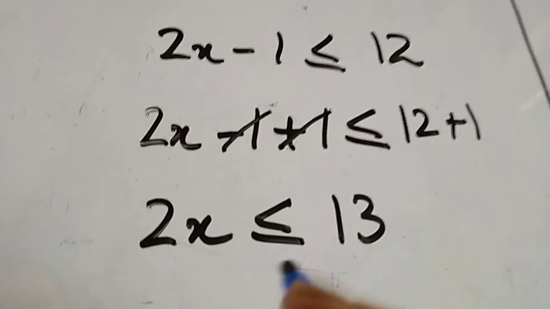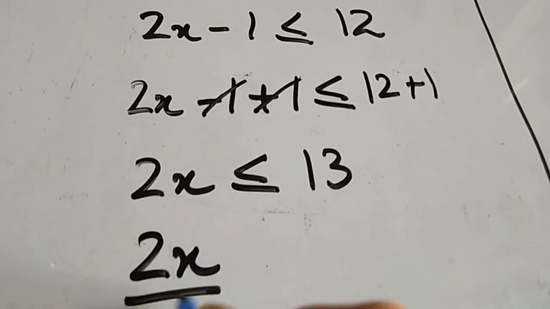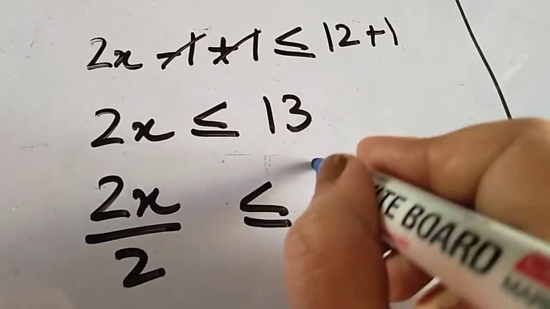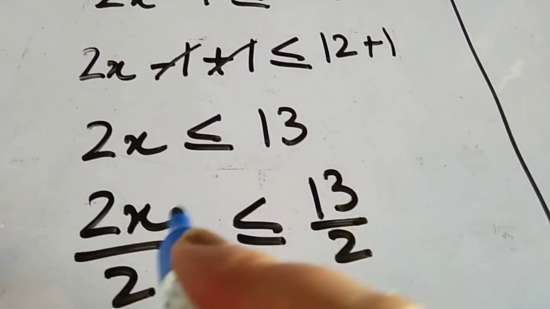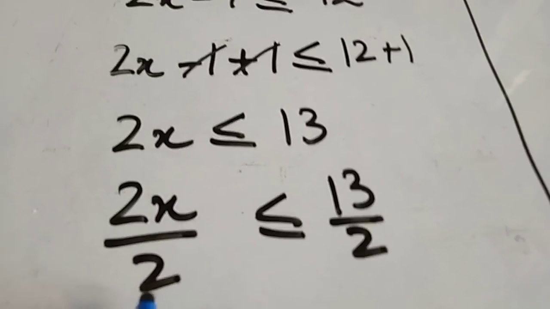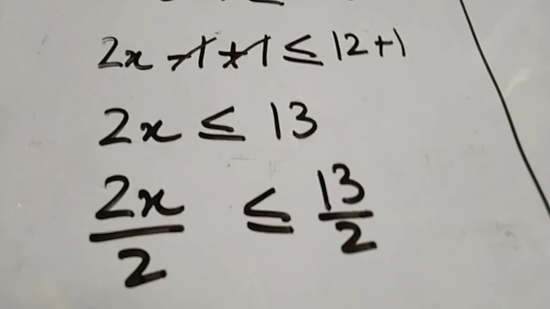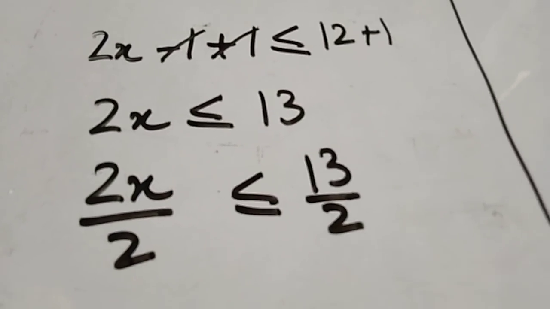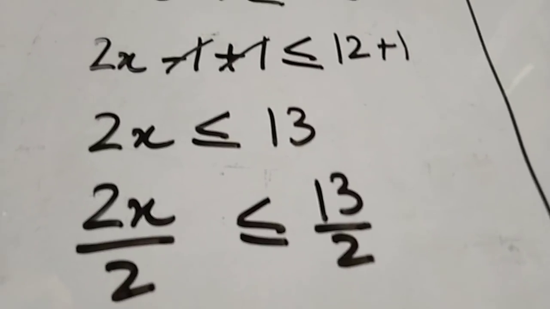By dividing both sides by 2, 2x divided by 2 is less than or equal to... see, it's a positive number, so we are not changing the inequality sign. Yes, because 2 is positive, with a positive number I am dividing. When I am dividing or multiplying by a negative number, then only the sign will change.